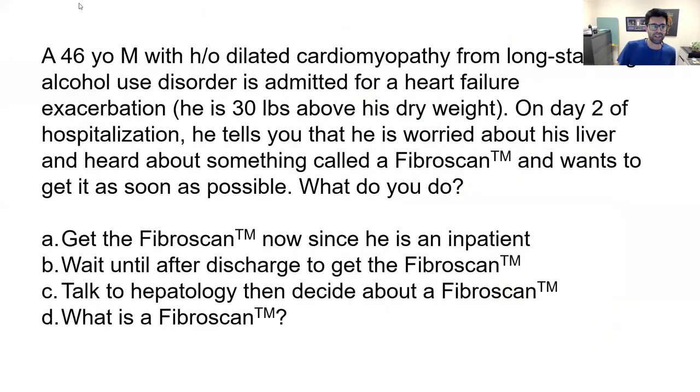A 46-year-old male with history of dilated cardiomyopathy from long-standing alcohol use disorder is admitted for a heart failure exacerbation. He is 30 pounds above his dry weight. On day 2 of his hospitalization, he tells you that he is worried about his liver and heard about something called a FibroScan, trademarked, and wants to get it as soon as possible. What do? Get the FibroScan.